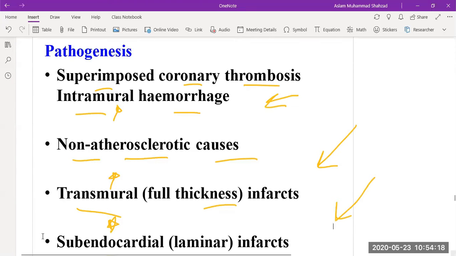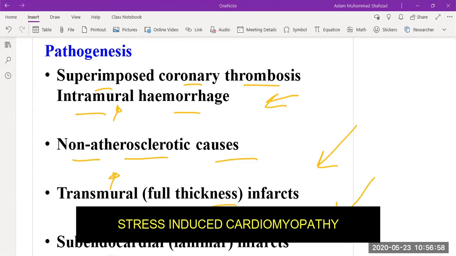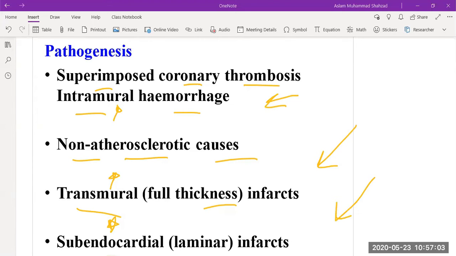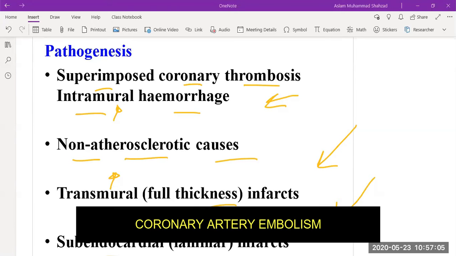What are the non-atherosclerotic causes? The non-atherosclerotic cause could be stress-induced cardiomyopathy, coronary vasospasm, or coronary artery embolism.